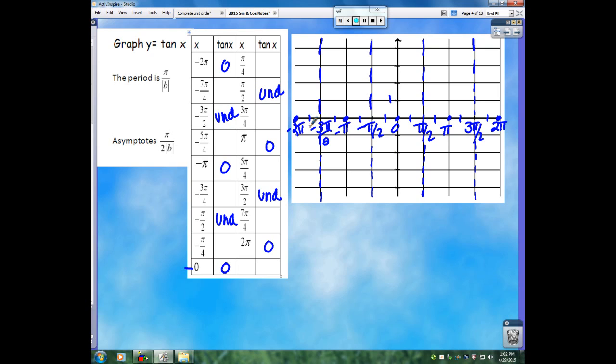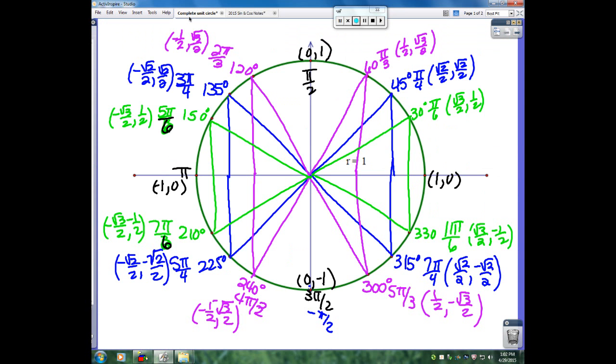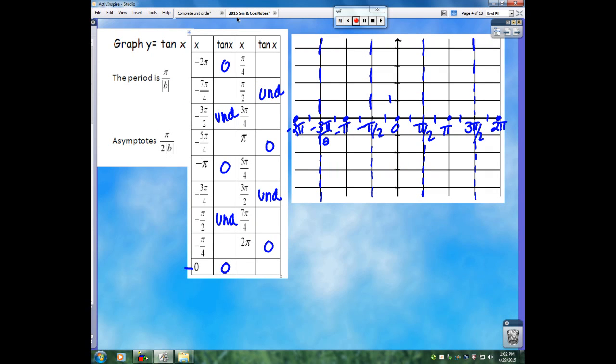Okay, so like I said, back to your unit circle. So we're here. We're going to be graphing at pi over 4. Well, the tangent of pi over 4 is square root of 2 over 2 over the square root of 2 over 2, which is positive 1. So here we're at positive 1.